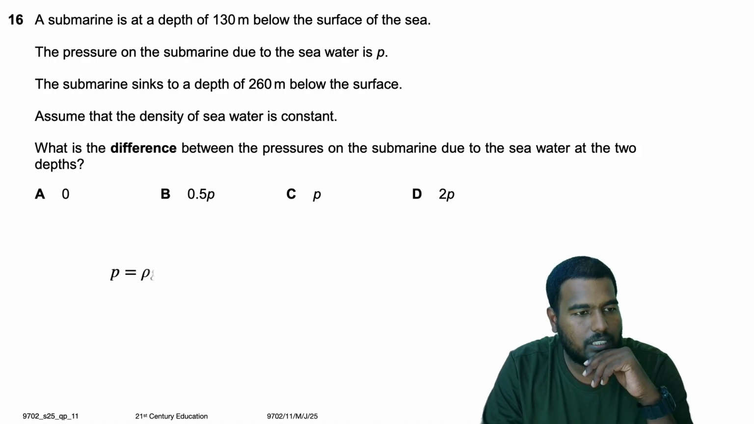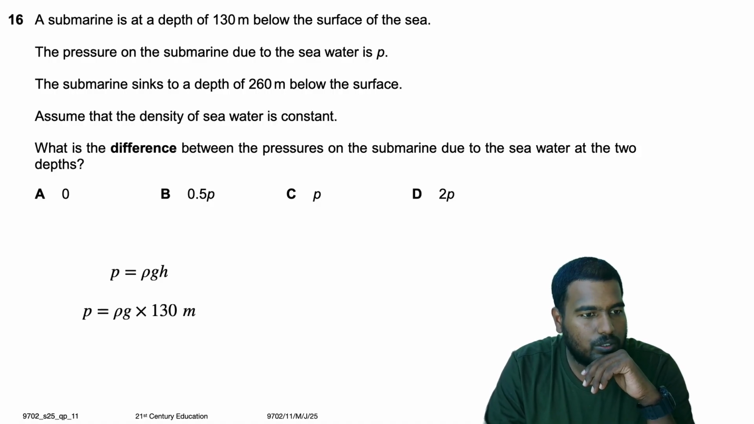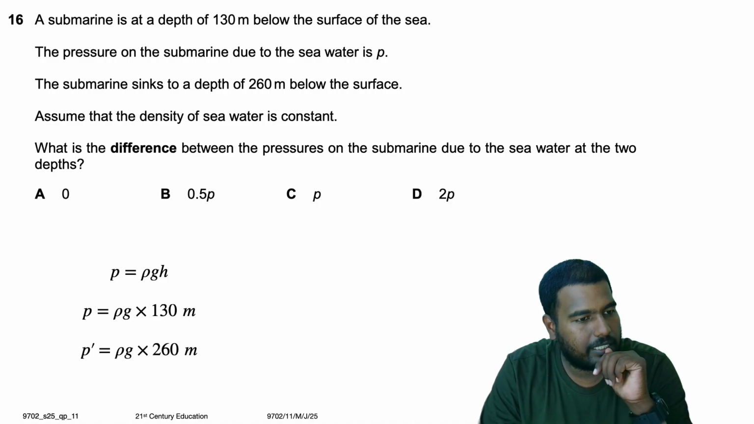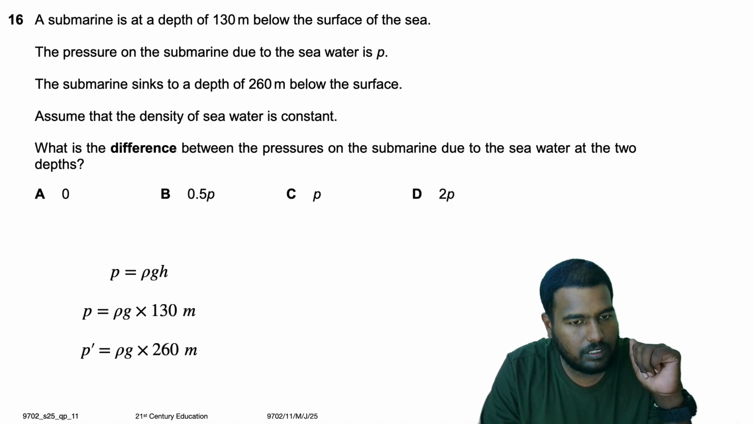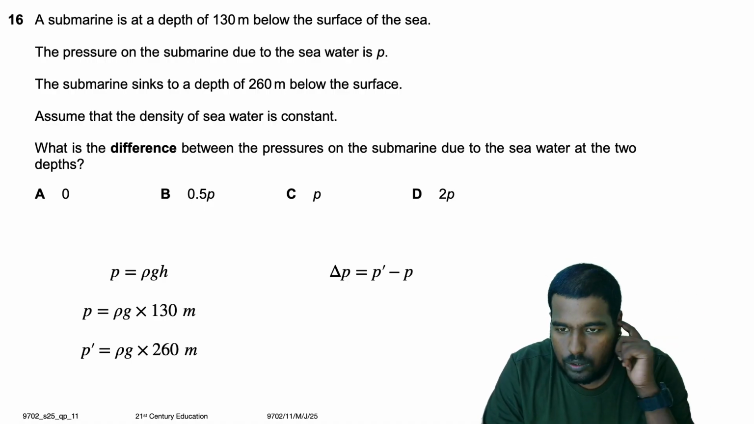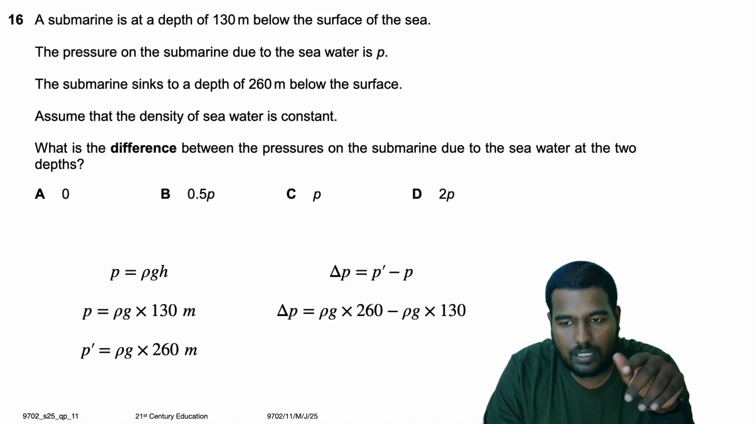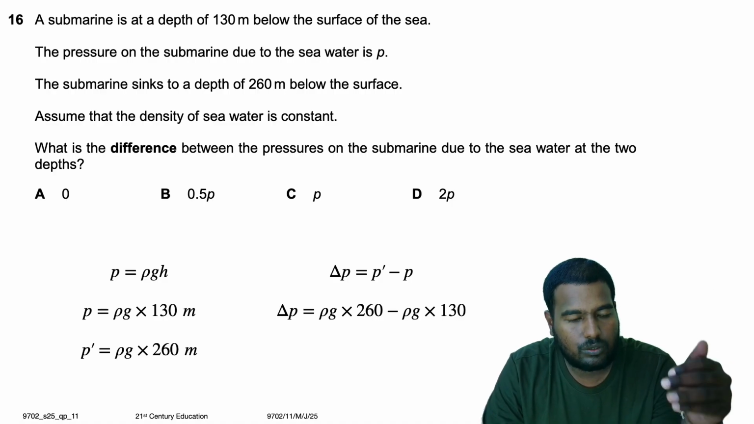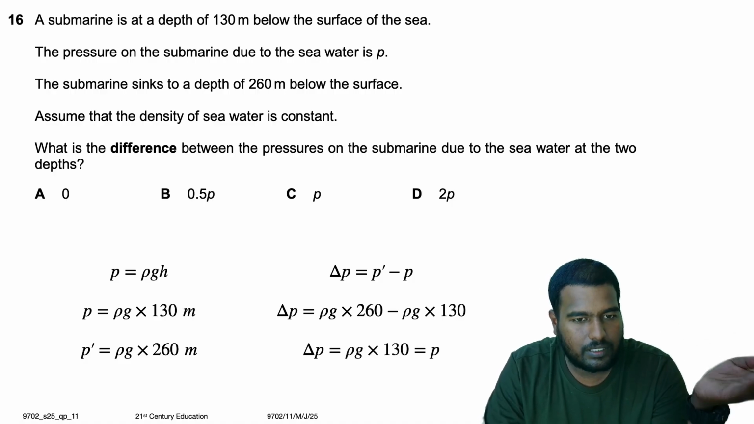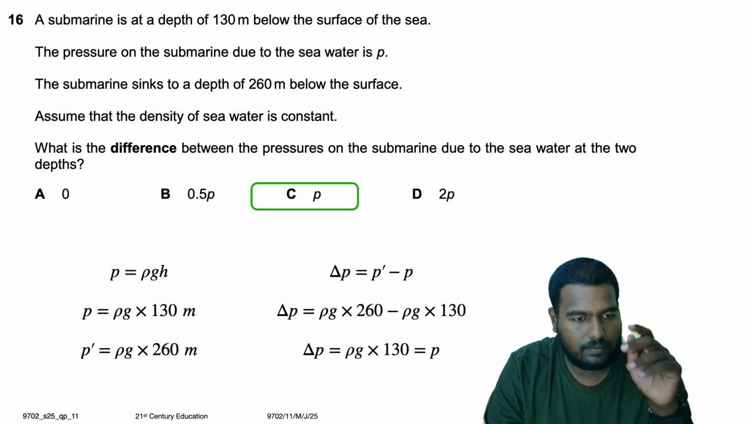Okay, we know pressure is rho g h. First pressure is rho g into 130 meter. Second pressure is rho g into 260 meter. So they are asking the difference in pressure, P dash minus P. So it's rho g 260 minus rho g 130. We'll take rho g common. We will take 260 minus 130, which is rho g into 130. This is nothing but the pressure in the first place. So it's just P.